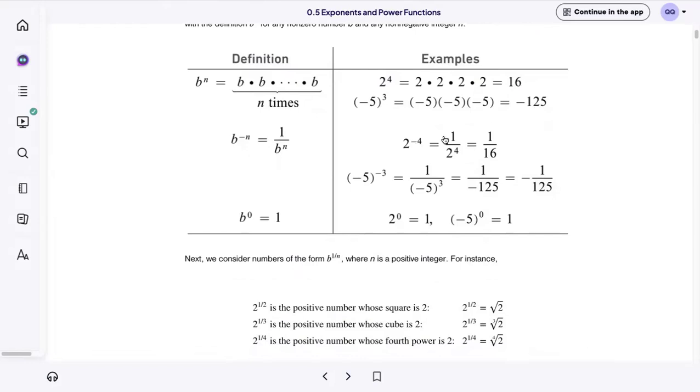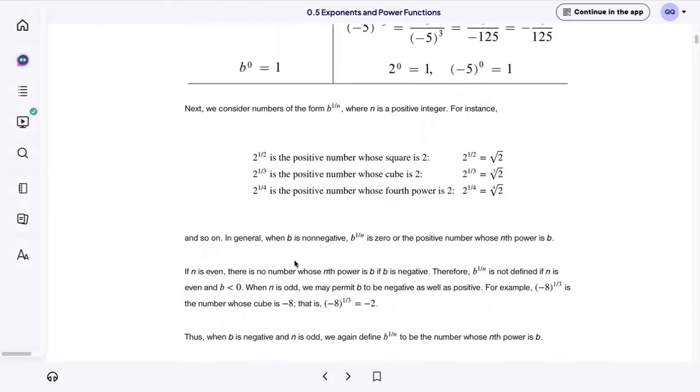2 raised to negative 4 is 1 over 2 raised to 4, which is 1 over 16. Negative 5 raised to negative 3 is 1 over negative 5 raised to 3, which is negative 1 over 125. Anything raised to 0 will be 1.